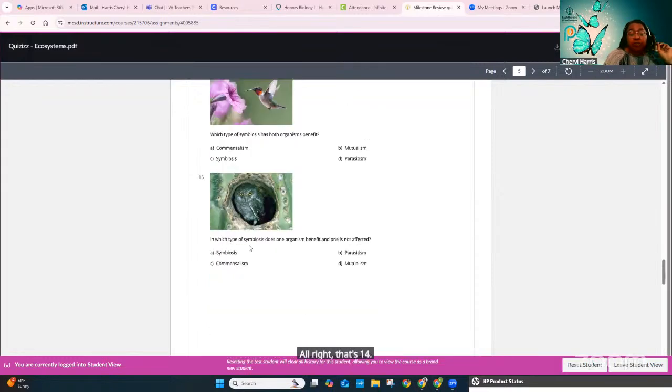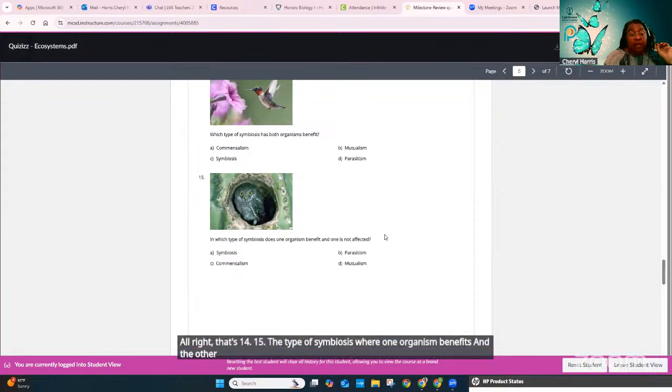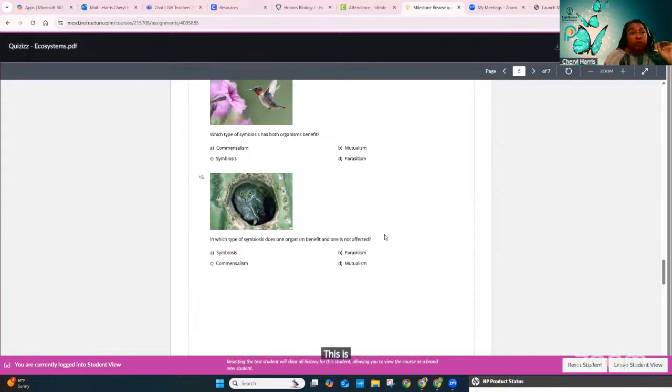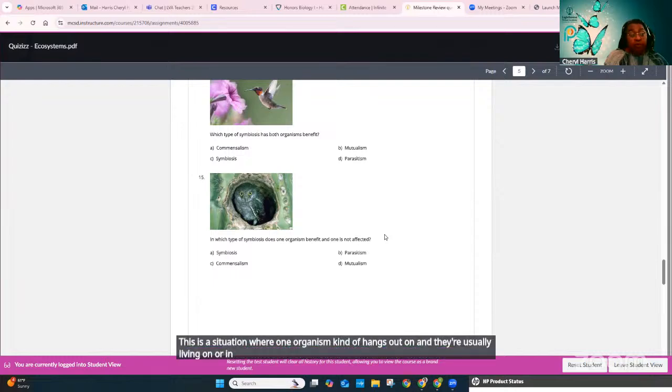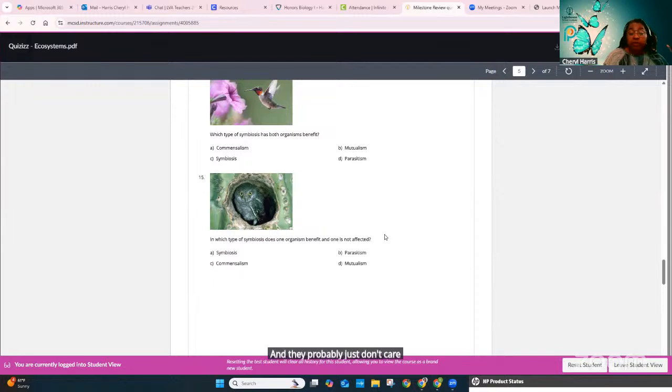15. The type of symbiosis where one organism benefits and the other one is not affected. This is a situation where one organism hangs out on, and they're usually living on or in, the other organism, but their presence there doesn't seem to bother that second one. It's not helping them, it's not harming them, and they probably just don't care that they're there. So this one is called commensalism.